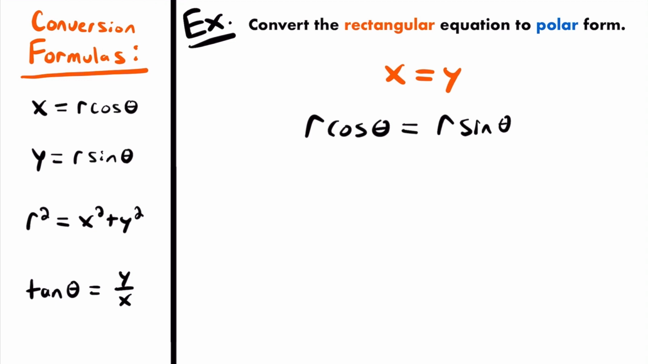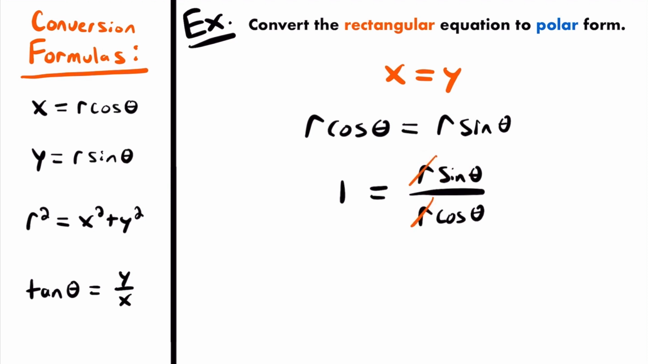And so what I'm going to do is divide both sides by r times cosine theta. And if we do that, we'll be dividing r times cosine theta by itself. So we'll have 1 is equal to r times sine theta divided by r times cosine theta. And now these r's will cancel out. R divided by r is just 1.